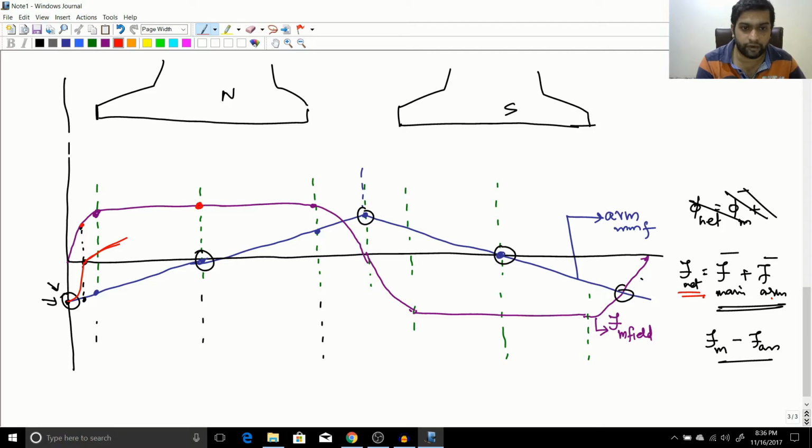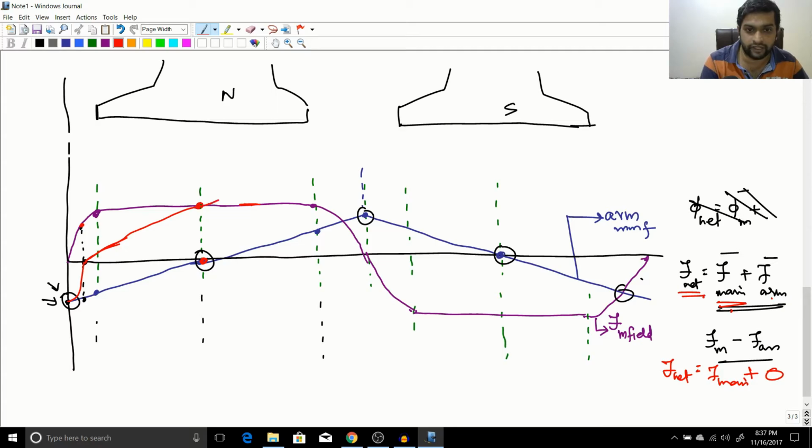Now, let us take this point here. At this point, the armature MMF is 0, but the main field MMF has a particular value there. Therefore, the total value will be equal to the main field MMF. So, phi net will be equal to phi main plus 0. F main plus 0. So, it will gradually increase and at this point it will coincide. So, this will be the net MMF. After this point, there is a constant value and an increasing value. Therefore, the graph will follow this particular path set by the armature flux.